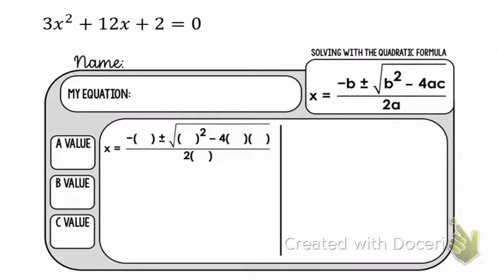Okay, let's look at this next example. Let's first check to see if it's factorable. See if we can bypass the quadratic formula altogether. So let's go ahead and make our x.